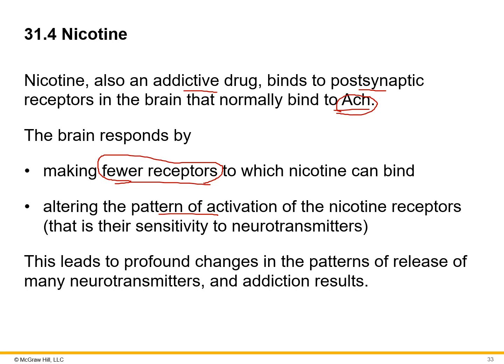Prolonged changes in those patterns ultimately lead to the addictive nature of nicotine, because more and more of it has to be used, since we have fewer receptors to be activated as we prolong the use of that drug. So again, nicotine is one of the most addicting drugs or compounds out there. Not only does it affect acetylcholine, but it also releases dopamine that feeds into that pleasure center.